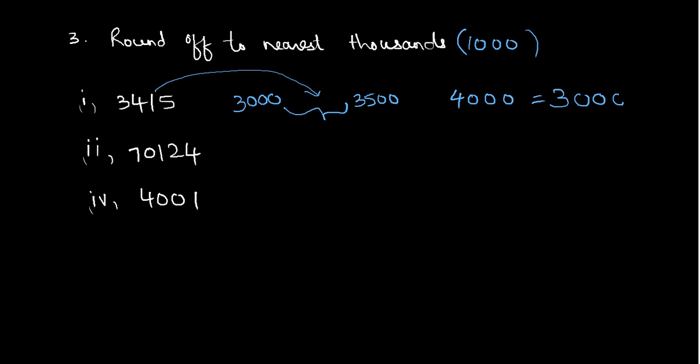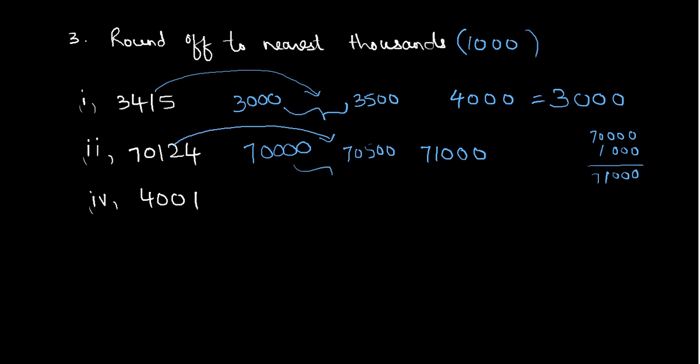Similarly, we can solve the next one. Put 3 zeros, then copy the numbers. This becomes 70,000. Add 1000 to it, it becomes 71,000. The middle number will be 70,500. This comes in this range. The answer is 70,000. Let us do the next one.